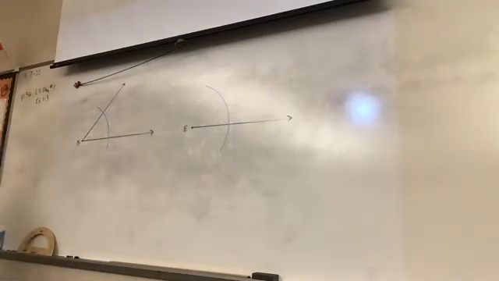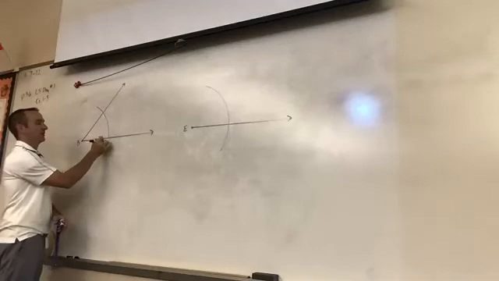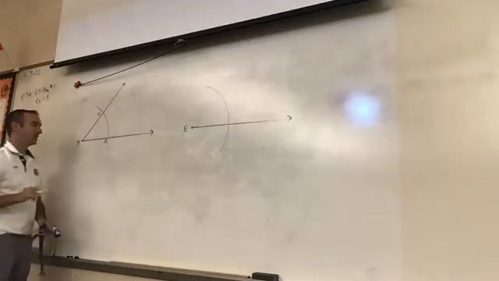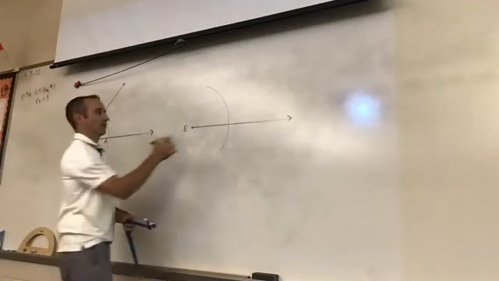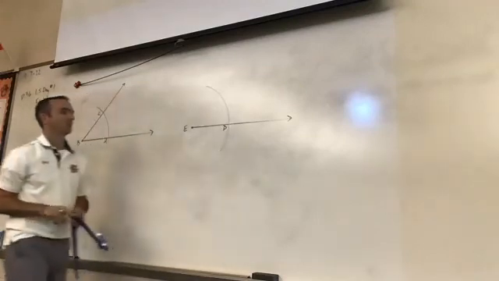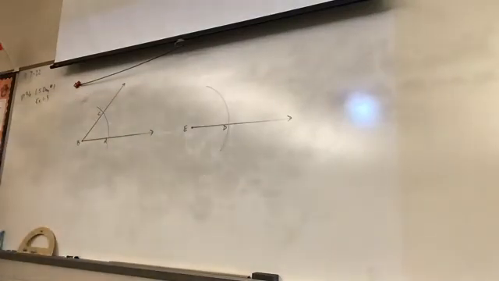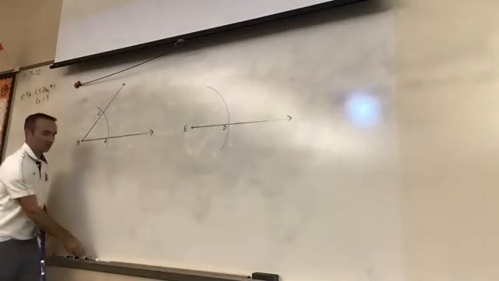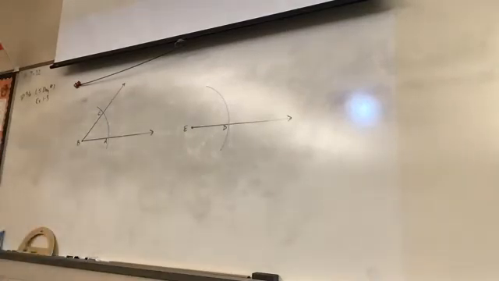Okay, so we should have this on our page, with those arcs. Let's label our points of intersection here. We'll call this A and C, and we'll call this one D, so that when I talk about them, I can refer to the points. Okay, everybody good so far?